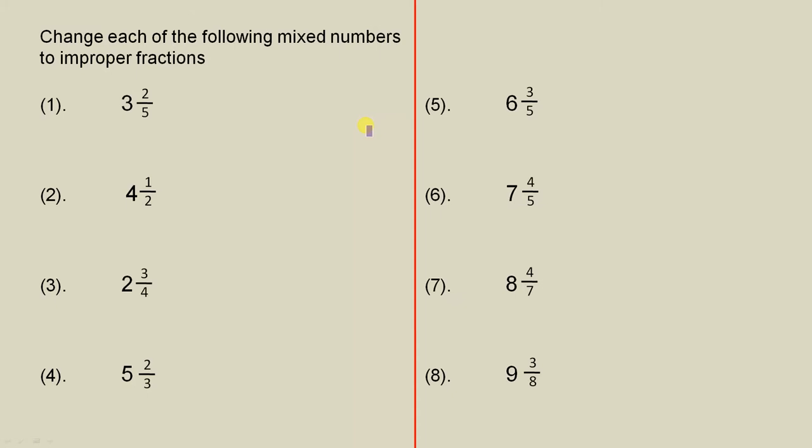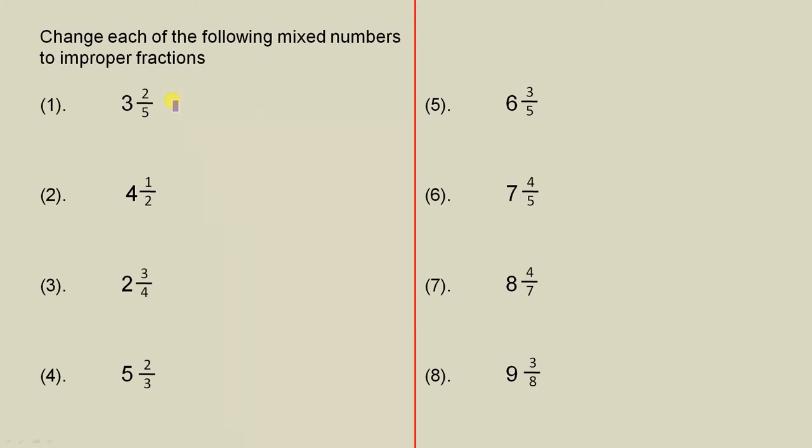Now very quickly, if we recall, a mixed number consists of a whole number and a simple fraction. So 3 2/5 is an example of a mixed number. An improper fraction is one where the numerator is larger than the denominator.